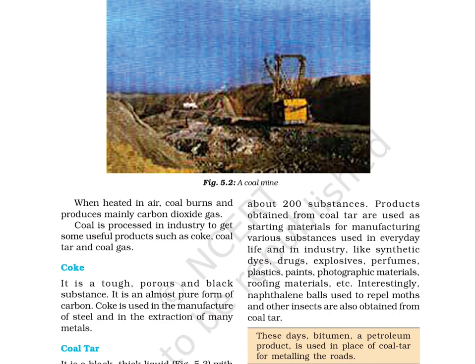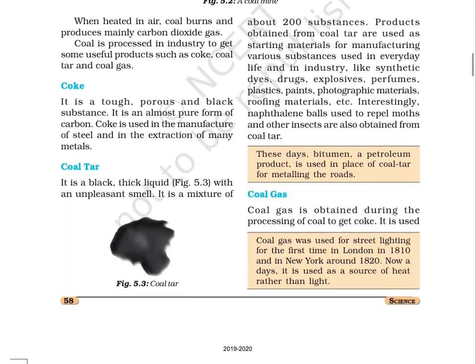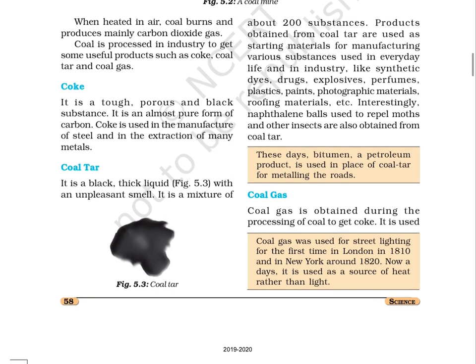When heated in air, coal burns and produces mainly carbon dioxide gas. Coal is processed in industry to get some useful products such as coke, coal tar and coal gas. Coke. It is a tough, porous and black substance. It is an almost pure form of carbon.